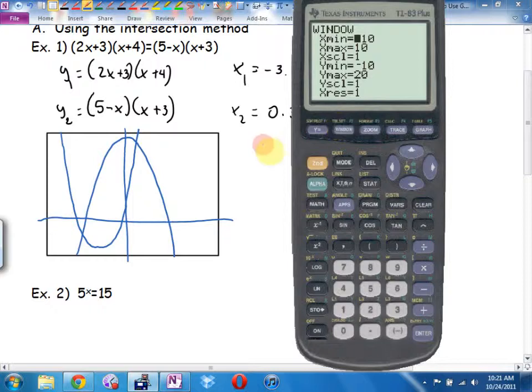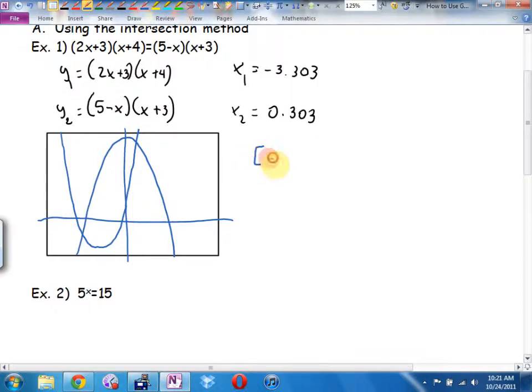Square bracket, negative 10, comma 10, comma 1. That told me your x values that you'd typed in. Square bracket, negative 10, comma 20, comma 1. Close square bracket. That told me your y values. And then, I could recreate your graph. You told me what you'd graphed as y1, what you'd graphed as y2, what you'd change your view windows to, and what your graphing screen looked like, and where the intersections were.